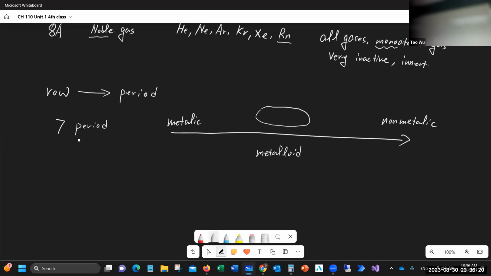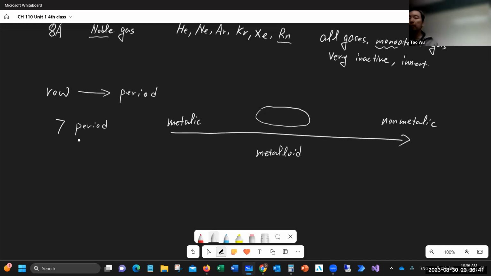Everything on the left side is a metal. Everything on the right side of the metalloid is a non-metal. If you look at the periodic table, most of the elements are metals, right? Most of those are metals, and very countable. Non-metals show up there, right?